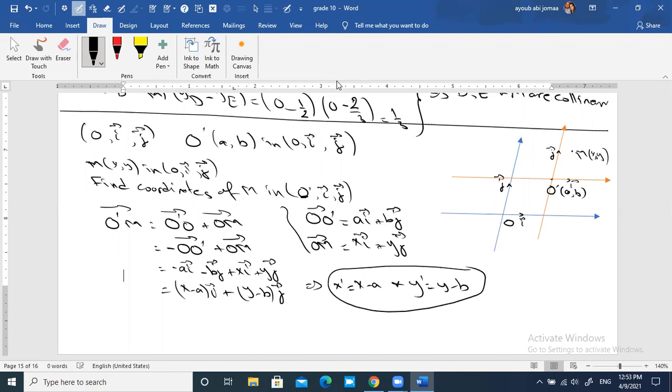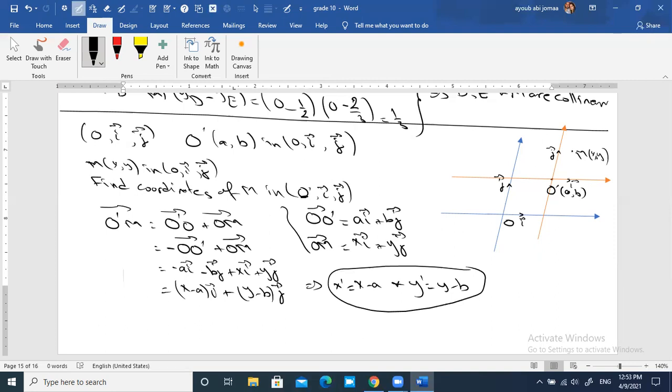The coordinates of the point in the new system will be the coordinates of the point in the old system minus the coordinates of the origin. That is, the X prime, the abscissa in the new system, will be equal to the abscissa in the old one minus the abscissa of the origin in the old one. And similarly for the ordinate: in the new system it will be equal to the ordinate of the point in the old system minus the ordinate of the origin in the old system.